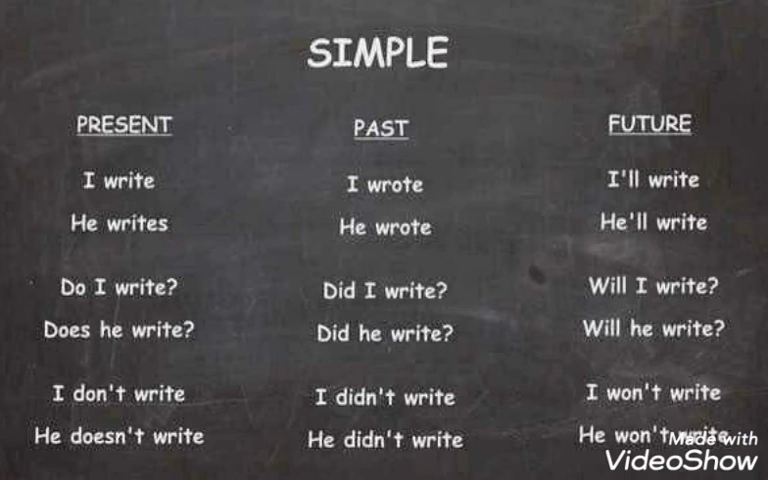Understand, children? Negative for present it says I don't write, past simple says I didn't write, and future says I won't write. Similarly for present simple negative it says he doesn't write, past he says he didn't write, and future he says he won't write. These are the tenses of present simple, past simple and future simple. Okay, very easy, isn't it? Children, I hope you have understood today's session. What are the simple tenses and how we use them.